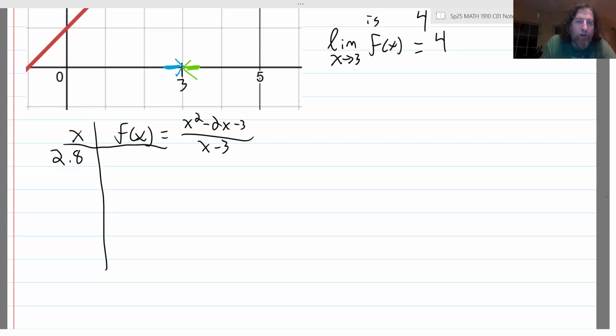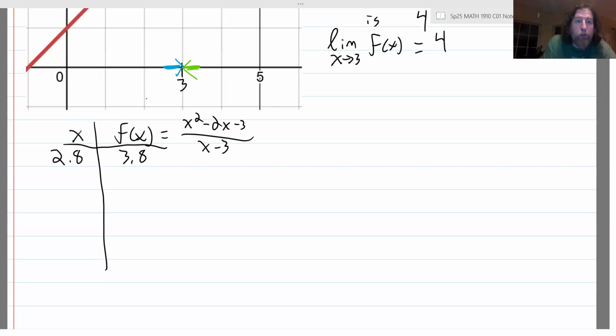And we can evaluate that. What is f of 2.8? So I'll get my calculator, and we'll say 2.8 squared minus 2 times 2.8 minus 3. That's what we get in our numerator. Divide that by parentheses 2.8 minus 3. And we get 3.8.